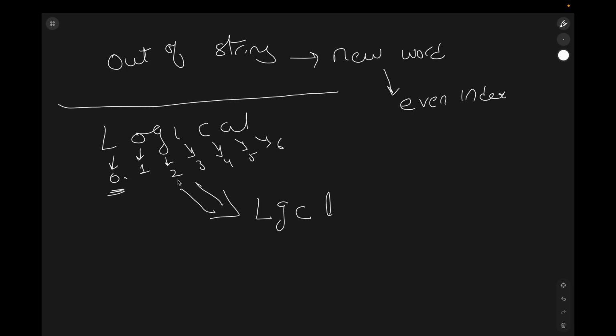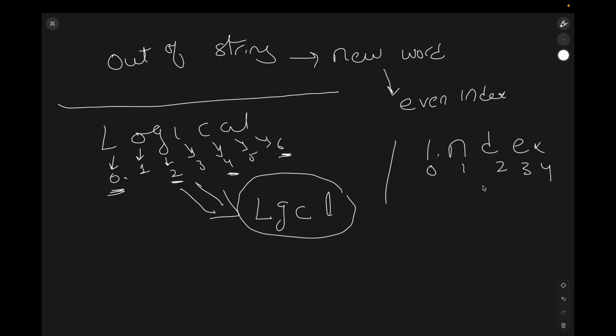This is even index, this is even index, right? So these are the even indexes, and the new word that we will be having is something like this, right? Or I can say here, let's say I'm saying INDEX, index. Okay, so this is 0 1 2 3 4. That means the new word that we will be creating here is IDX. Getting this point? So how to do it?